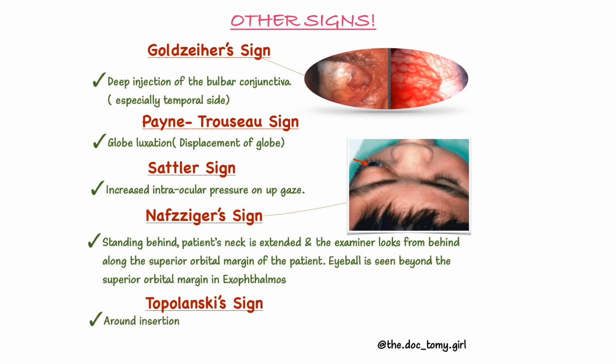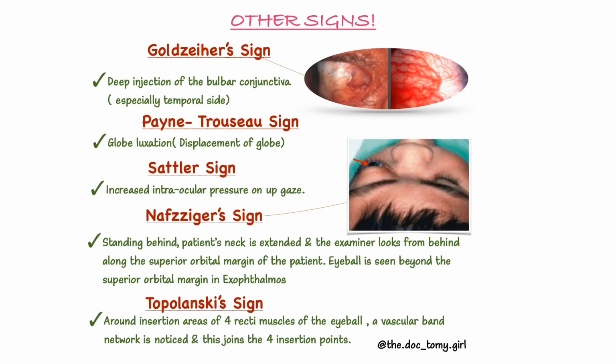Next is the Topolanski sign, wherein around the insertion areas of four recti muscles of the eyeball, a vascular band network is noticed, and this joins the four insertion points of the recti muscles.